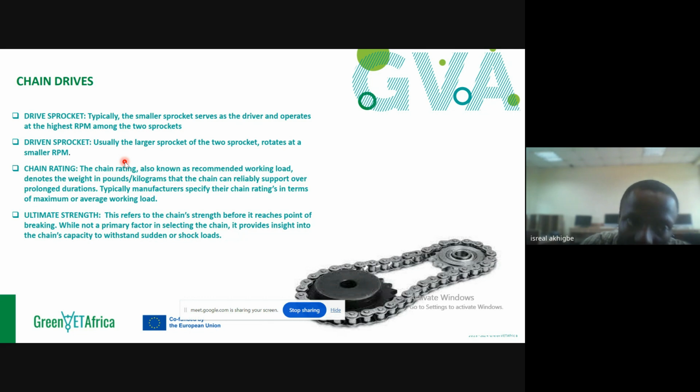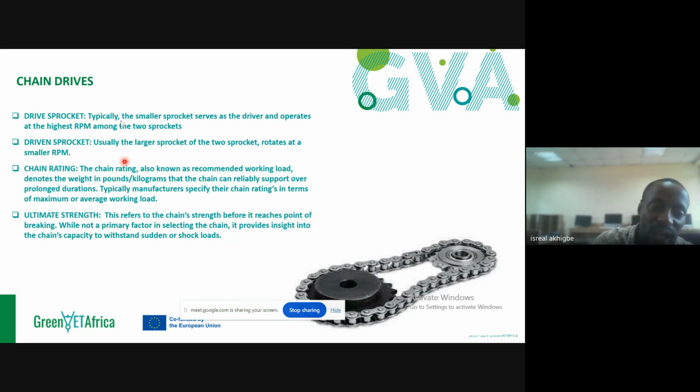The chain drives. Now, with this chain drive, there are quite a number of things to it, which I will tell you that you may not know everything at once, but as time goes on and experience is built, you will take cognizance of some of these things. But we'll make mention of a few terminologies here. So, what is a drive sprocket?